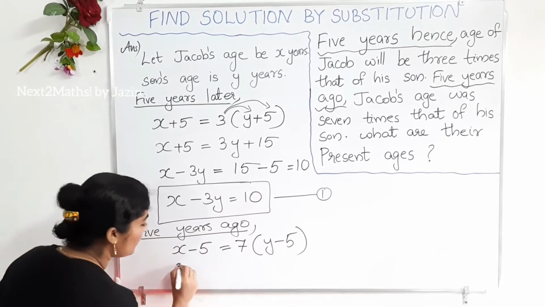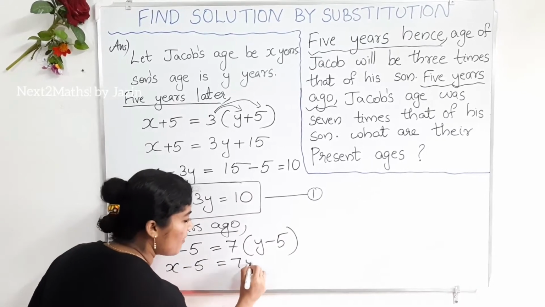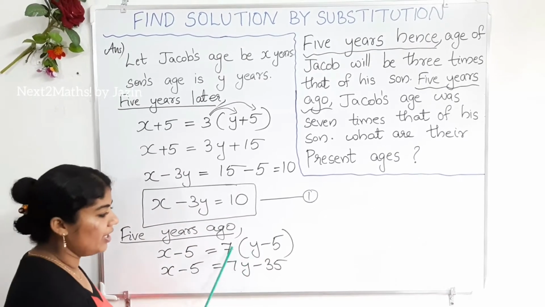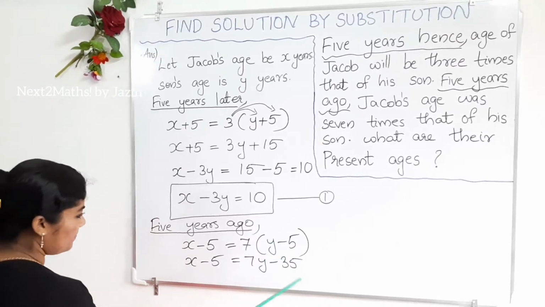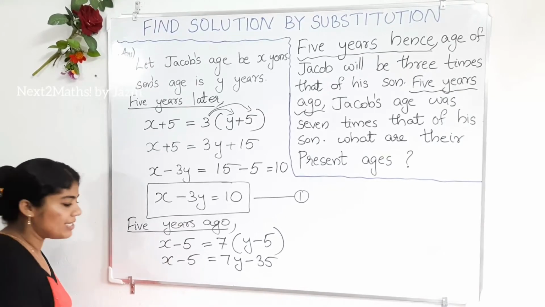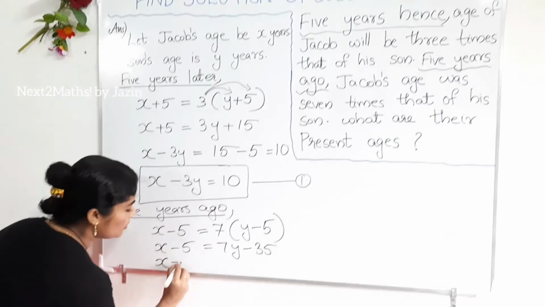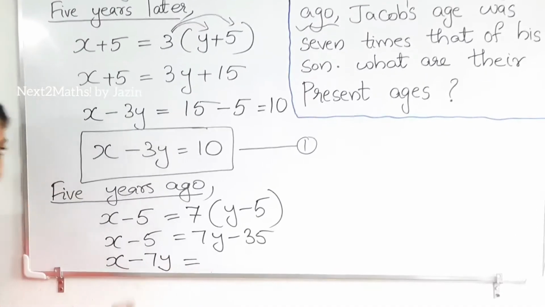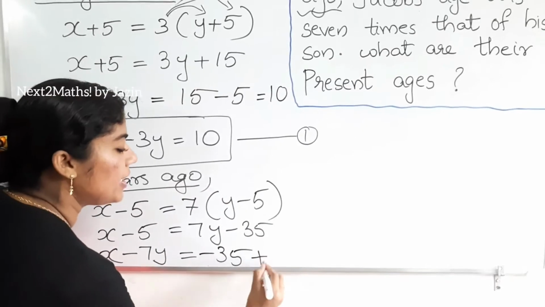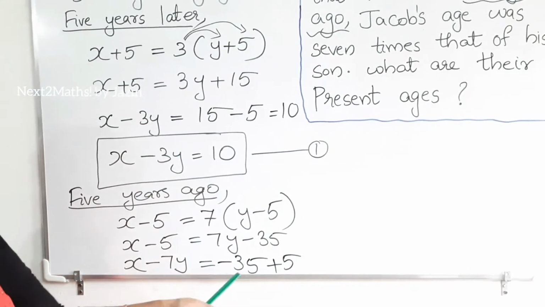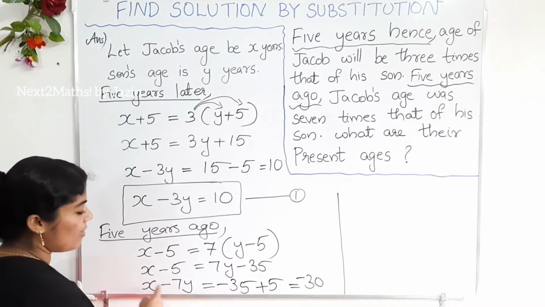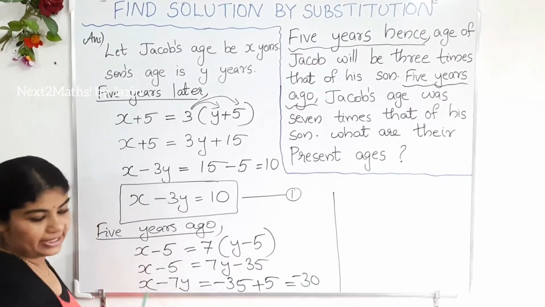So what is the next step? X minus 5 equal to 7y minus 35. 7 multiplied with y is 7y. 7 multiplied with 5 is 35. Okay, now moving all the variables to one side. 7y moves to the left side, minus 7y, equal to minus 35. Minus 5 on the right side will be plus 5. So minus 35 plus 5 is minus 30, with minus 7y.